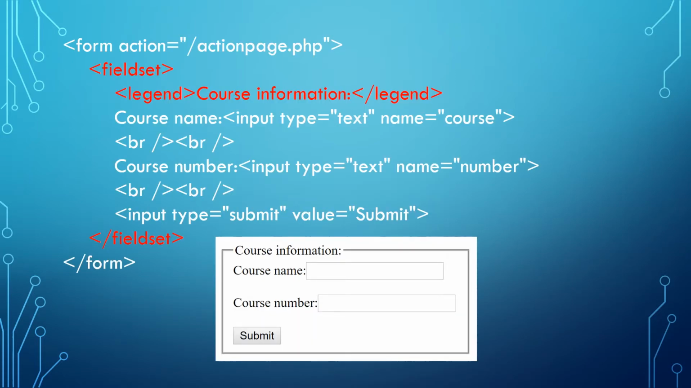You do this with a field set. This places a box around the input fields. You can also add a legend to label the section. The legend appears at the top of the box.